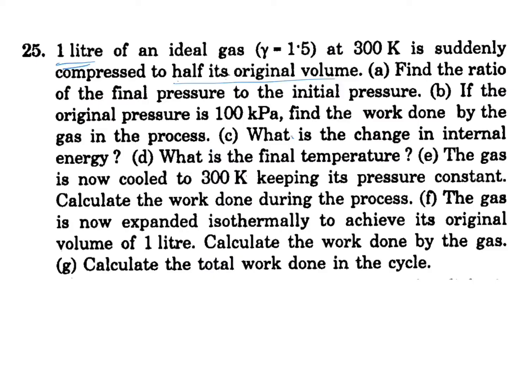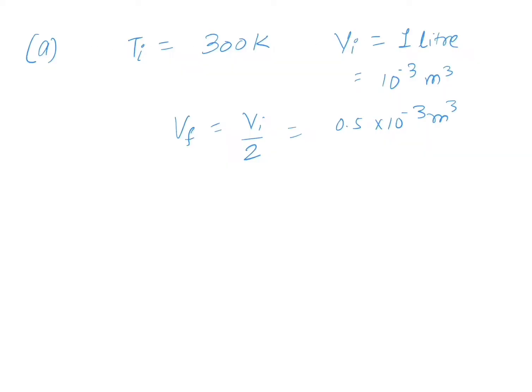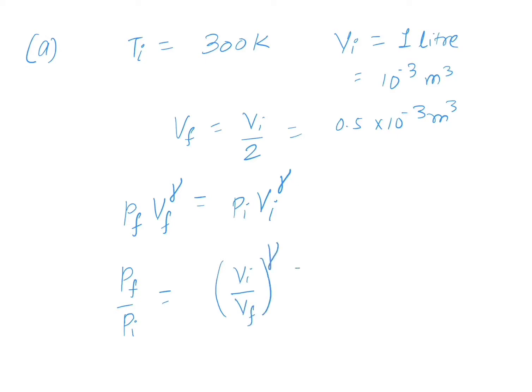Okay. Now in the part A, we have to find the ratio of final pressure to initial pressure. So P final into V final power gamma equal to P initial into V initial power gamma. This is the equation for adiabatic process. Okay. So we have to find P final divided by P initial. So that will be equal to V initial upon V final power gamma. Now V initial by V final will be what? 2 to the power gamma. Gamma is given to be 1.5. So this is 2 power 1.5.